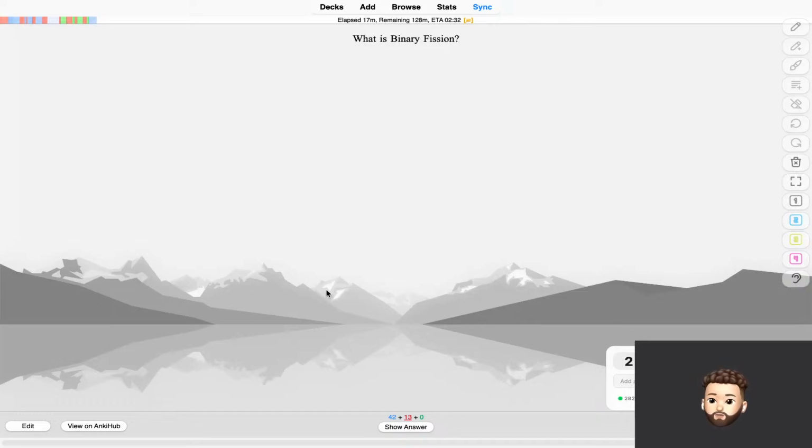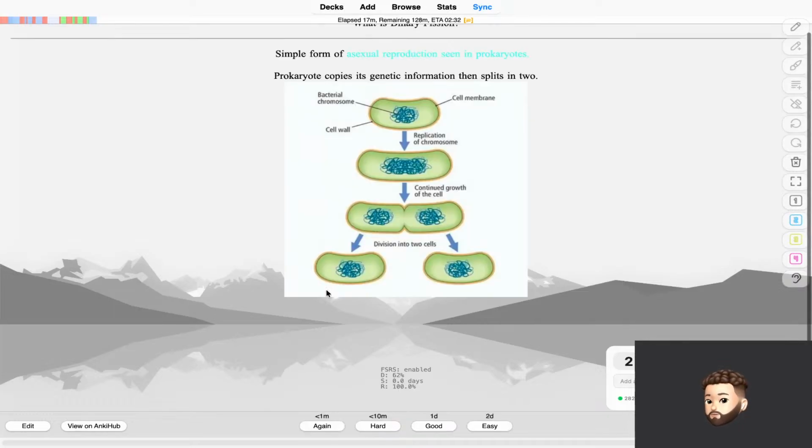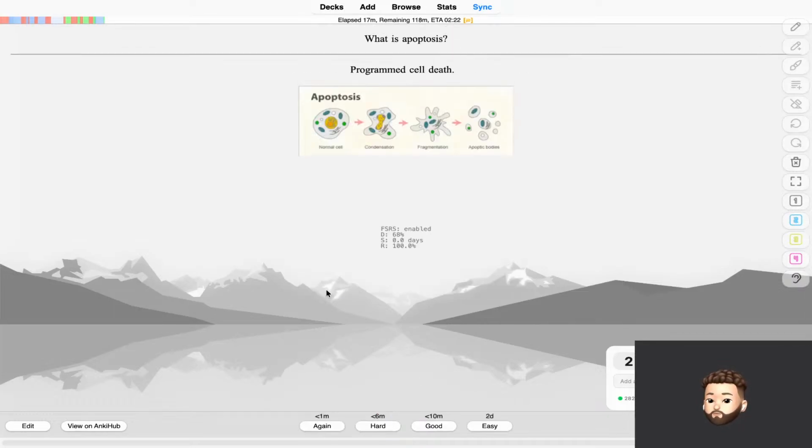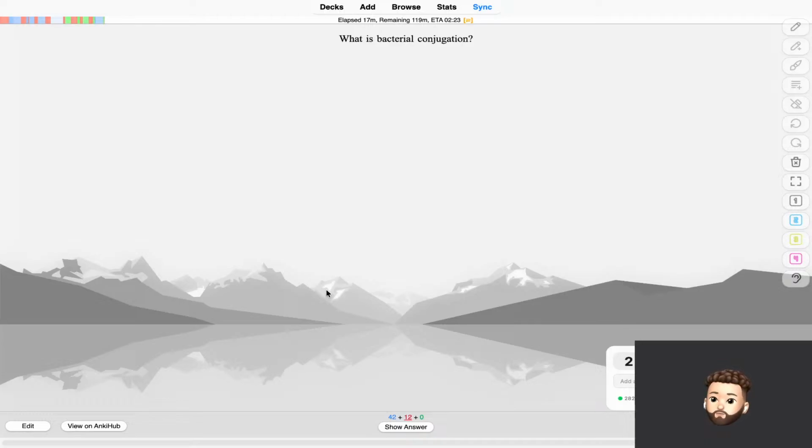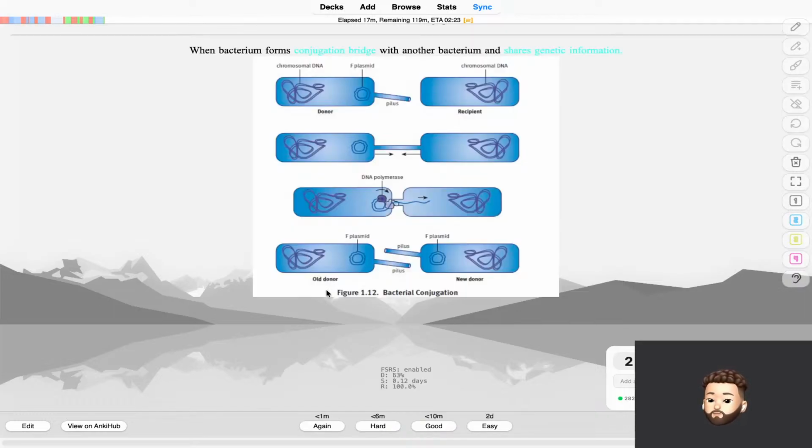What is binary fission? It's like simple asexual reproduction. Apoptosis is programmed cell death. Bacterial conjugation is, okay, I don't remember the terms of it. When the bacterium forms a conjugation bridge with another bacterium.